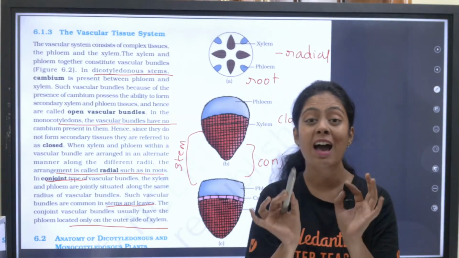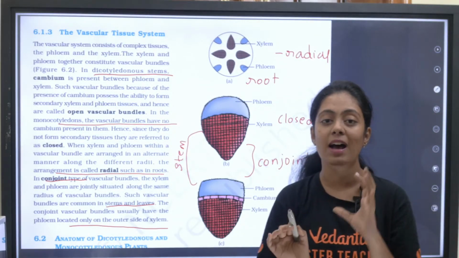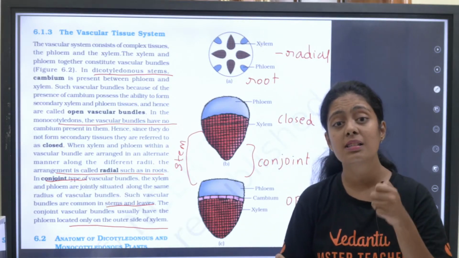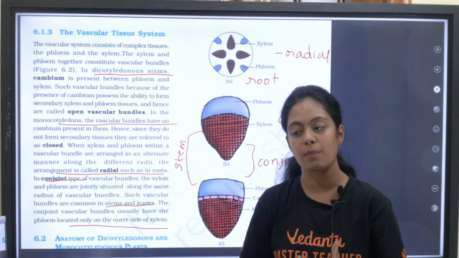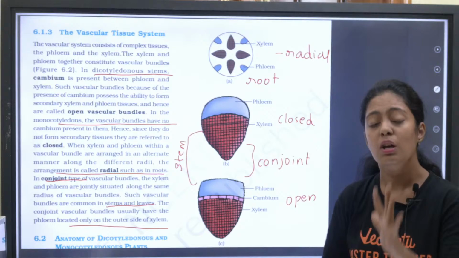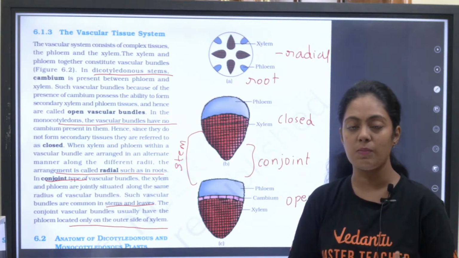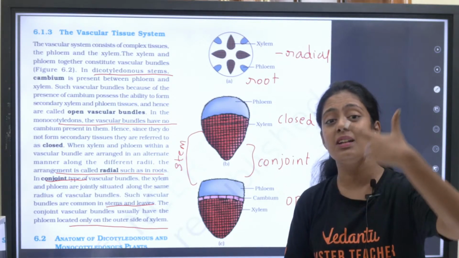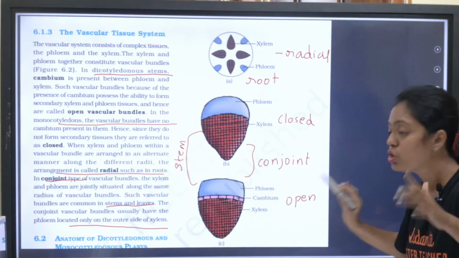So let's talk about vascular system. So what is this vascular system, pasangla? Vascular system includes xylem and phloem. There are three kinds of vascular system. One is radial, another one is conjoint open and conjoint closed.